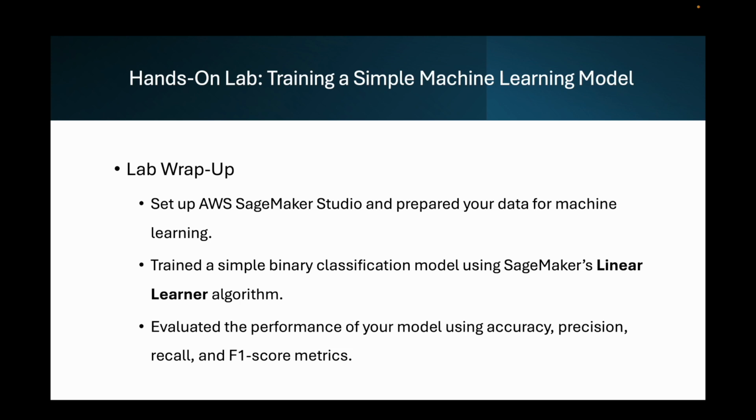Some of the key takeaways that I probably want to talk about is you learned how to set up and use Amazon SageMaker for a typical machine learning pipeline, from data preparation and model training to evaluation. You gained hands-on experience using built-in machine learning algorithms in a cloud-based environment. Now, this lab introduced the basics of training and deploying machine learning models using AWS SageMaker. It prepared you for the more advanced machine learning tasks, which we will be covering in the next sections.